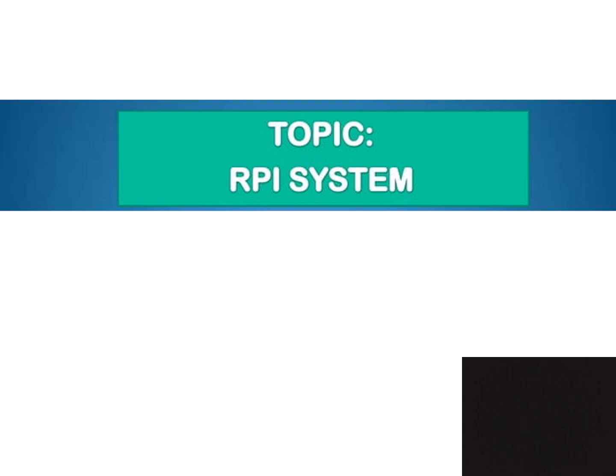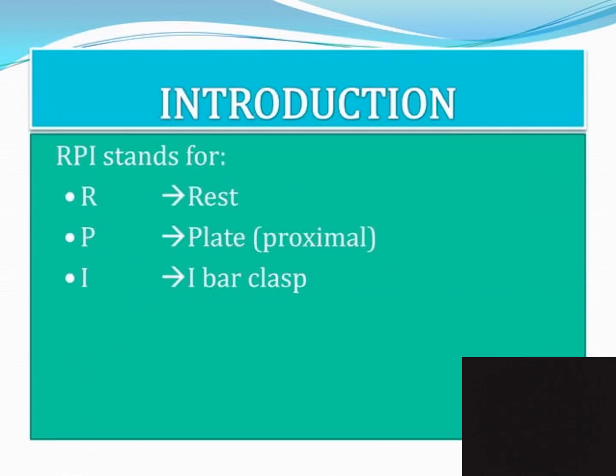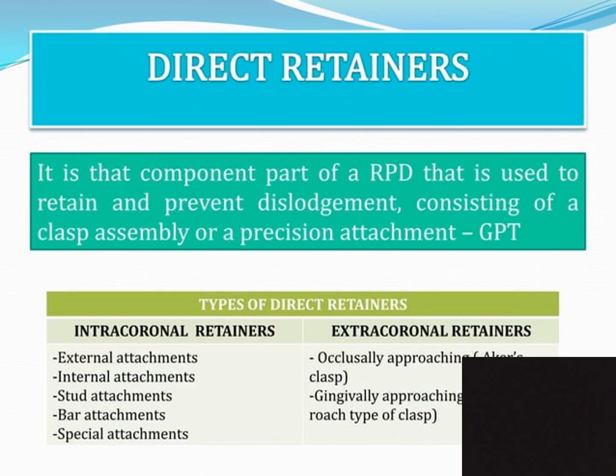We are going to see about the RPI systems in the removable partial denture. These are the contents which we will discuss: the direct retainers, the different clasps used, the I-bar removable partial dentures, and the RPI system which is used for fabrication. The introduction: RPI stands for R is the rest, P is the plate, which is mostly a proximal plate, and I is the clasp design, which is an I-bar clasp.